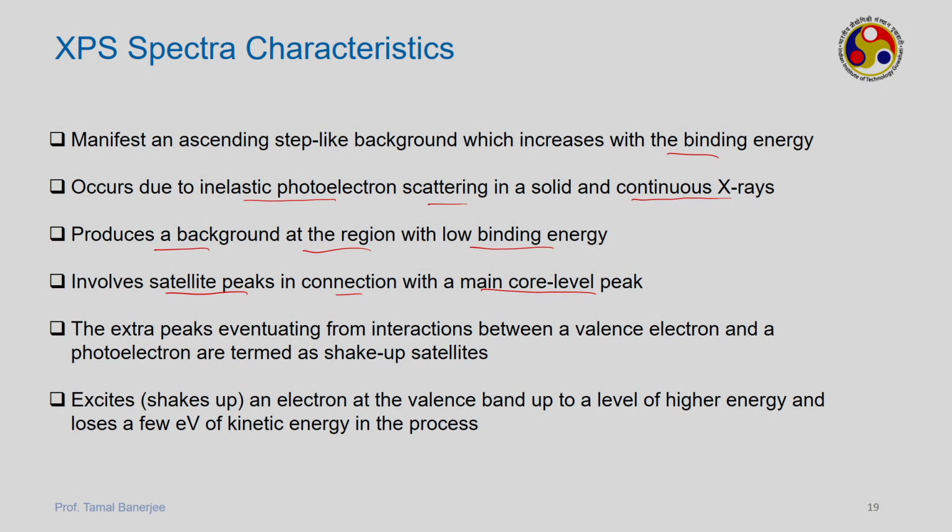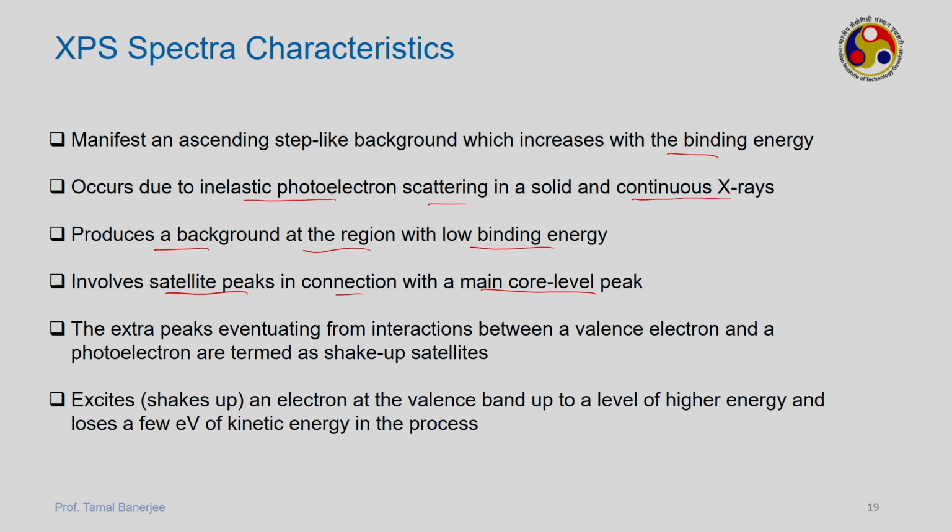Satellite peaks mean, suppose from the core level there is a peak which is coming out, the electrons which are ejected. While it is ejected, it may not extract, it may excite the valence electrons. Because of the excitation of the valence electrons, while this particular electron comes out, the valence electrons may be excited. Because of that, there is another extra peak. Those peaks are called satellite peaks. The extra peaks are due to the interaction between a valence electron and the photoelectrons which are coming from the core orbitals. These are called shake-up satellite peaks.